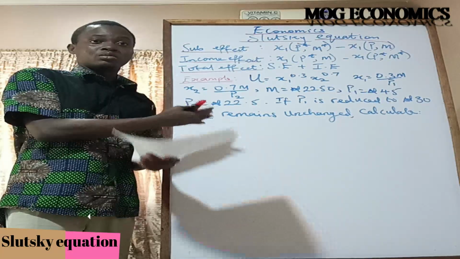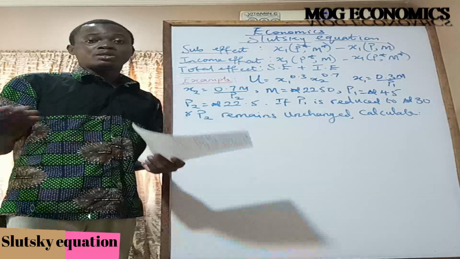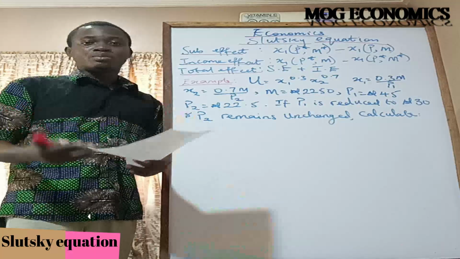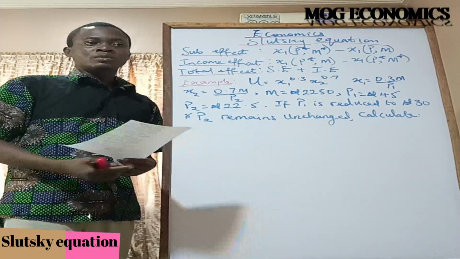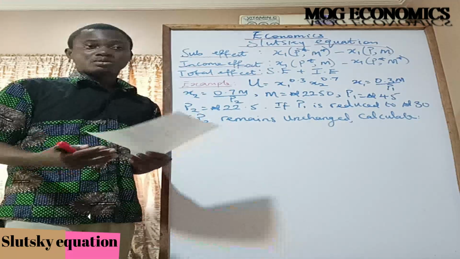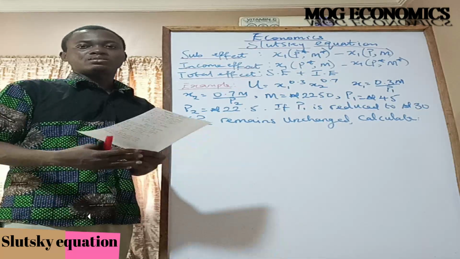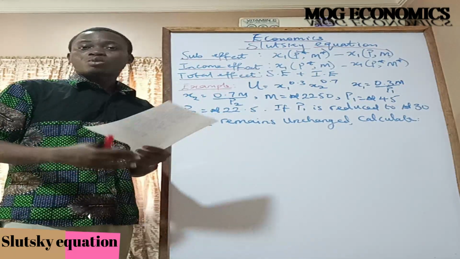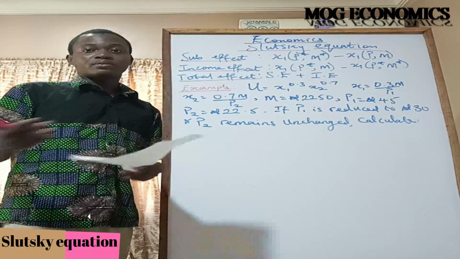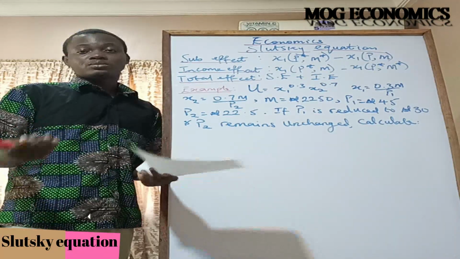Before watching this particular video, you must have known about income and substitution effects. If you don't know about those, I think you should go back and study them more so that you can understand what we're going to do here. The substitution effect is basically the change in the demand for a product when its price changes. It measures what happens to the demand for a product between two goods after its relative price has changed, okay?